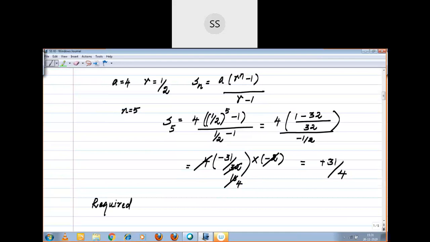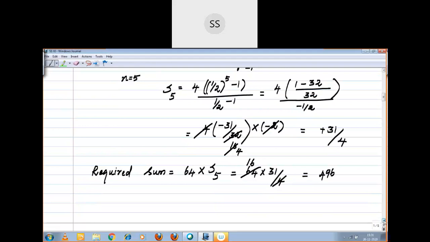Now the required sum is equal to 64 into S5. That is 64 into 31 divided by 4. 4 ones are 4, then 16 into 31, which is 496. Right. Now I am going to move to the next question.